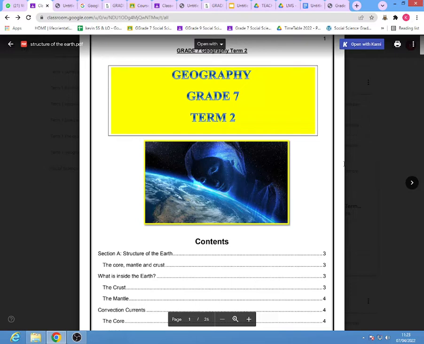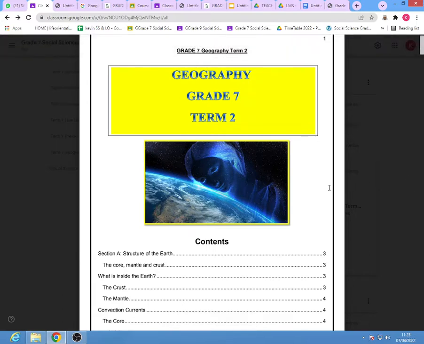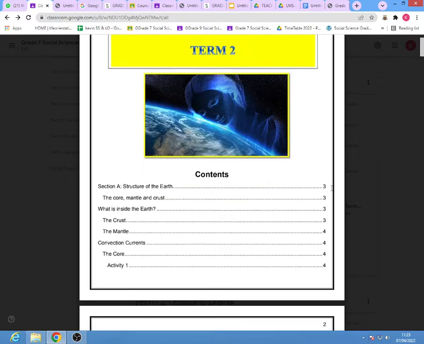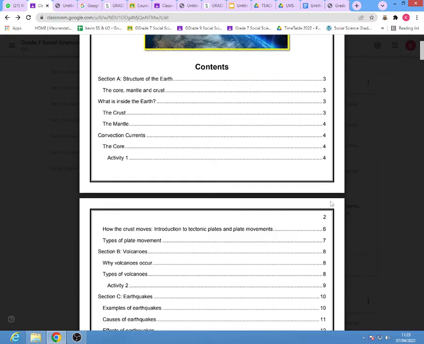So, our first topic for this work is going to be the structure of the Earth. Basically, we're going to dissect the Earth and see what the components of the Earth are. The Earth basically has three major structures. It has the core, the mantle, and the crust. But the core is divided into the inner core and the outer core. So basically, let's dive into it.